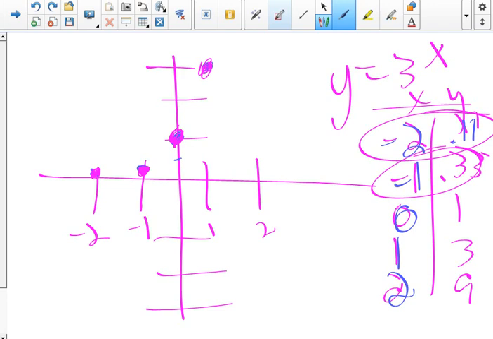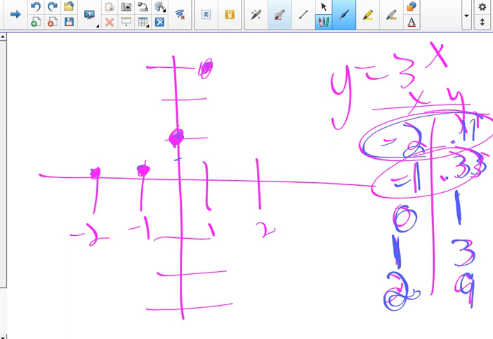So next we have 3 to the -1, which is 1 over 3 to the first power, which is 1/3, or 0.333. Okay? So if you left it as 1/3, that's fine too. Next, you have 3 to the 0 power, which is just 1. And then you have 3 to the first power, which is 3. And then you have 3 squared, which is 9. So there's your points. Now you want to graph those.